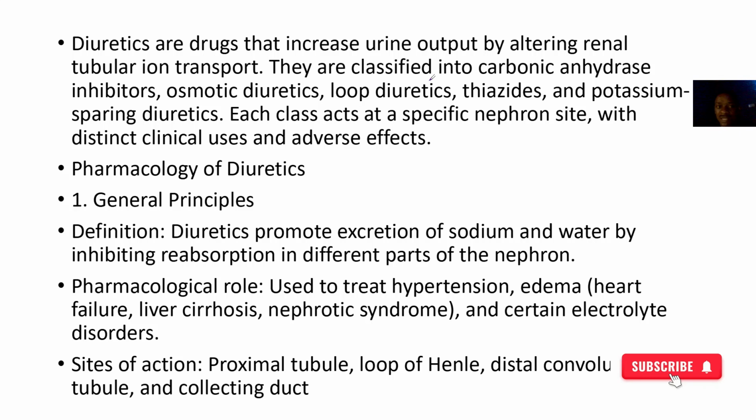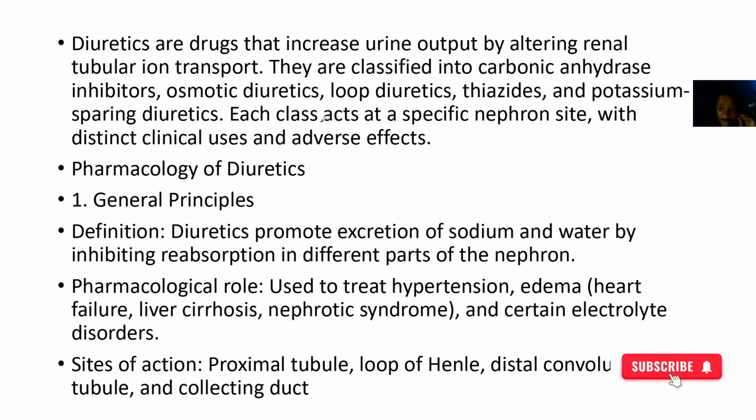So we have the carbonic anhydrase inhibitors, the osmotic diuretics, the loop diuretics, the thiazides, and the potassium sparing diuretics. That's the potassium sparing diuretics, right? So you guys don't have to worry, because we'll come back and hit down on these subcategories and also get to talk about the individual drugs.